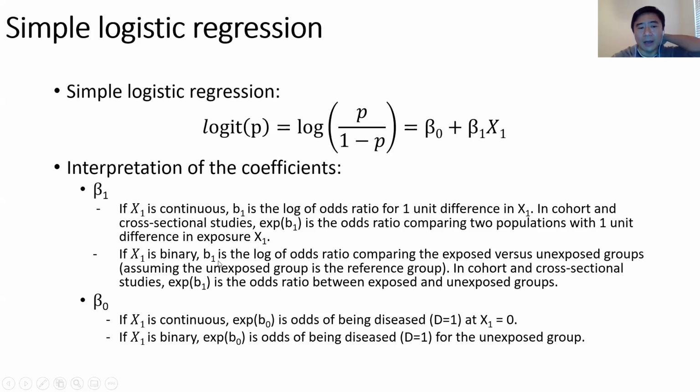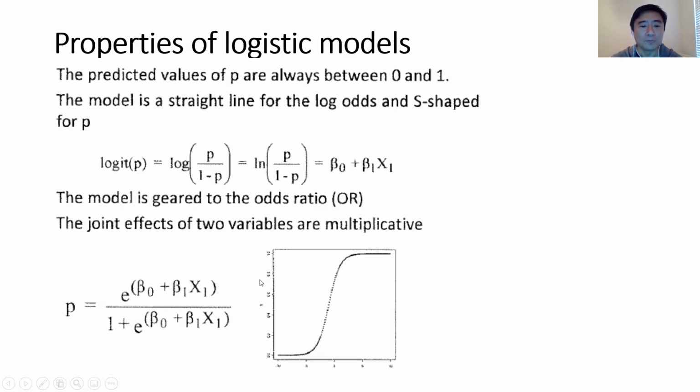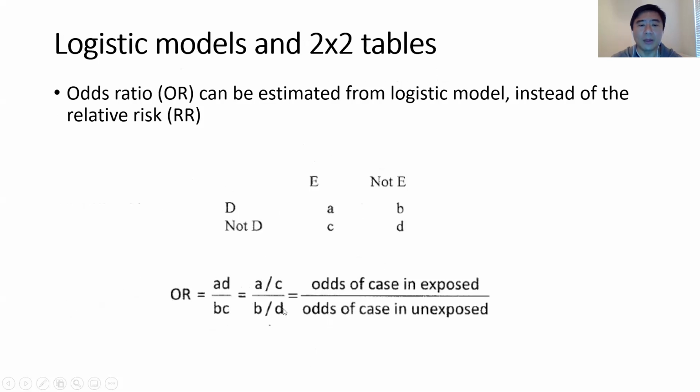Because here, if you have a binary predictor variable or binary exposure, you only have 2 possibilities. So one group is the exposed group, the other group is the unexposed group. And therefore, you can only have 1 comparison. And that comparison is the odds ratio between exposed group and unexposed group. So this will be very, very similar to these 2x2 tables. And the beta 1 parameter, if you get the exponential of that beta 1 parameter, it's exactly equal to the odds ratio you calculate using the 2x2 table.